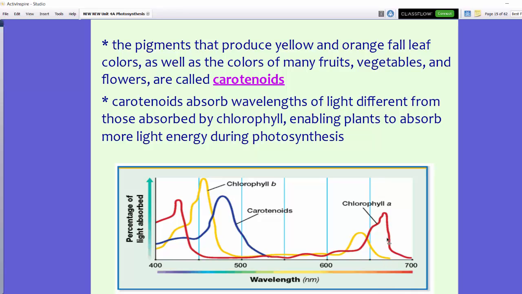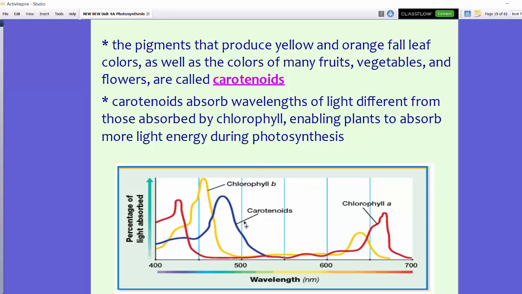So the pigments that produce yellow and orange fall leaf colors are called carotenoids. Now, carotenoids also produce the colors in fruits and vegetables, such as yellow peppers or red peppers. So carotenoids absorb wavelengths of light different from those absorbed by chlorophyll, as you can see here. Now these carotenoids absorb more of the green, which is why we see more of those fancy colors like reds and oranges and yellows on different fruits.